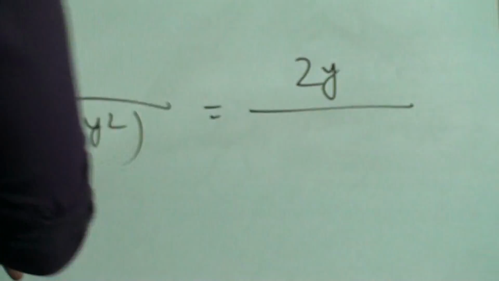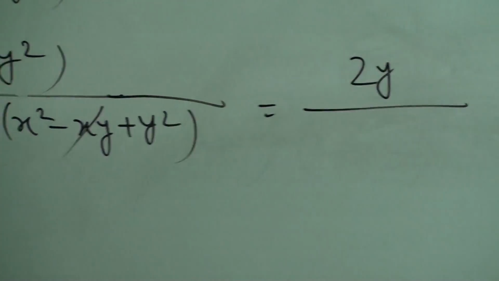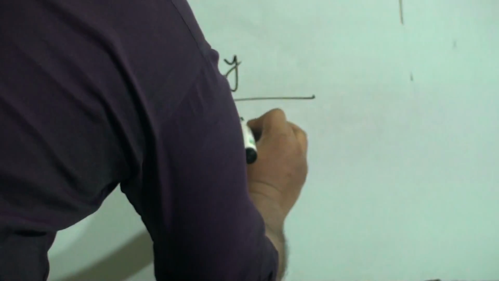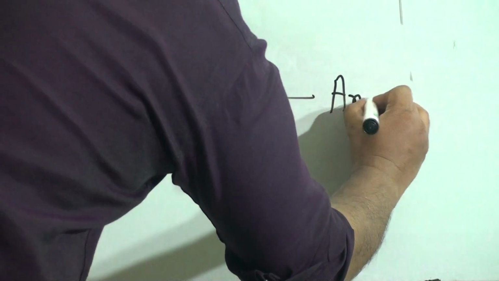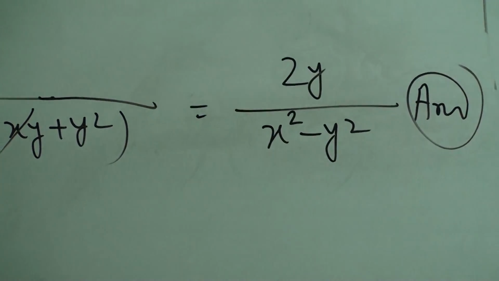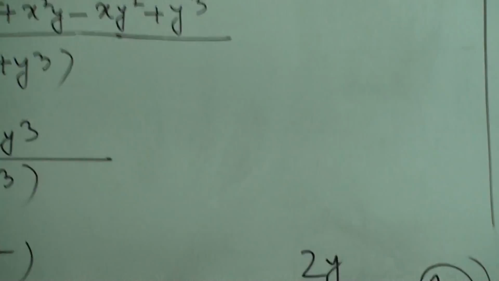So we write 2y first as a numerator, and here notice x minus y, x plus y, that means this is the formula of a square minus b square. So we write here x square minus y square, and this is the answer. I hope you have understood. So our difference is done.